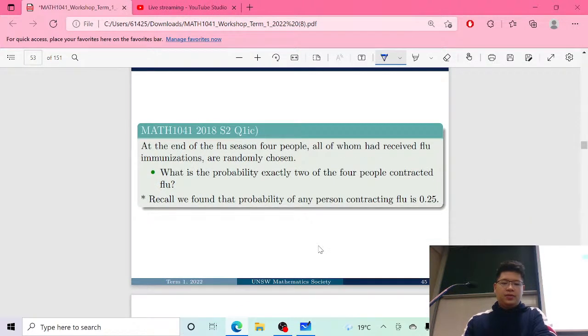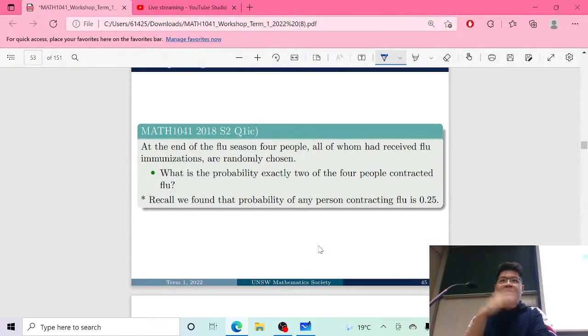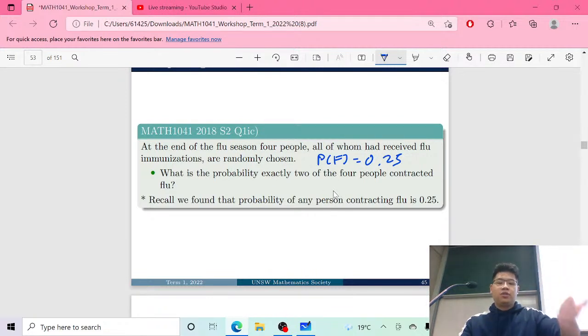So without much further ado, let's take a look at how this might apply in a past paper question. Going back to our first question about the flu and the immunization, we already found that the probability that anyone has flu is 0.25. So now the question is, what is the probability that exactly 2 out of 4 people contract the flu? Let's say you have any 4 people, what is the probability that 2 of them out of 4 contract the flu?